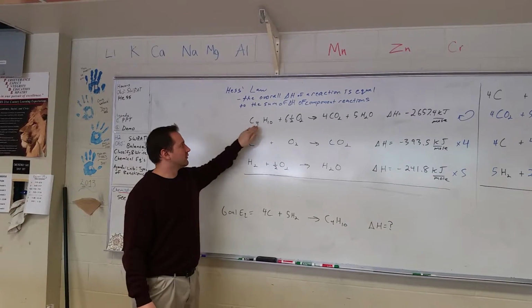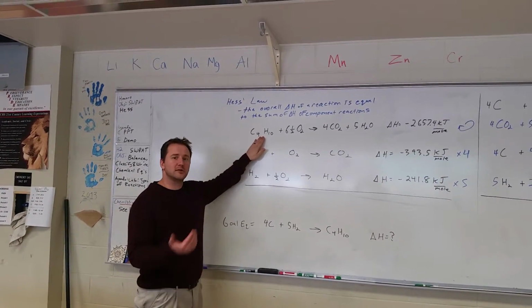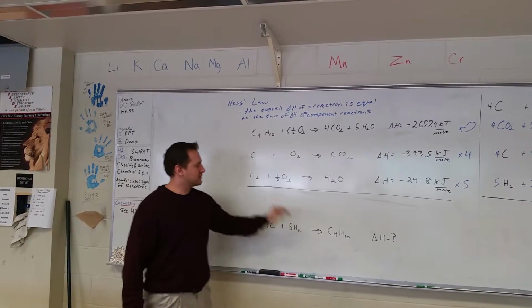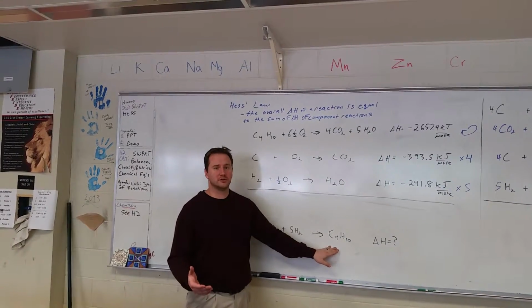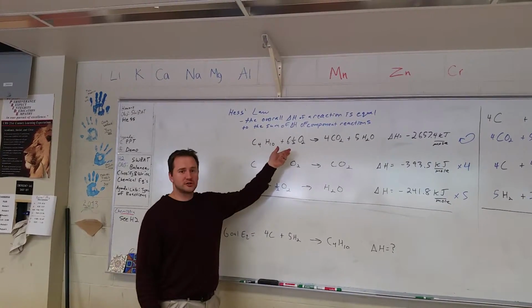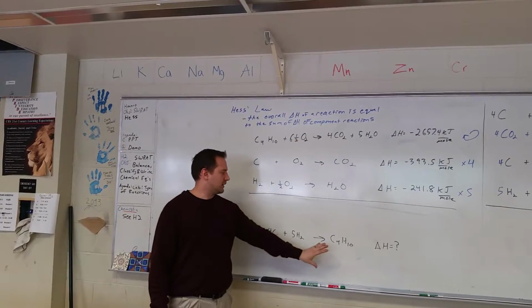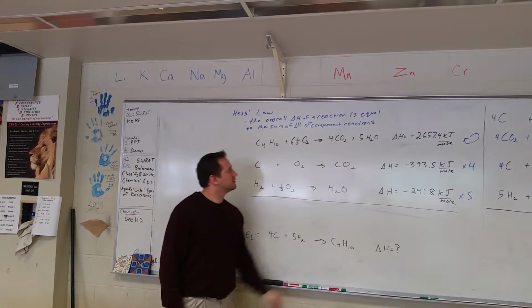So for example, first thing I'm looking at here is that butane appears on the reactant side in the equation we're given, and it appears on the product side of our goal equation. So what we're going to want to do here is flip this equation so that butane appears on the product side, so that way we end up at this.